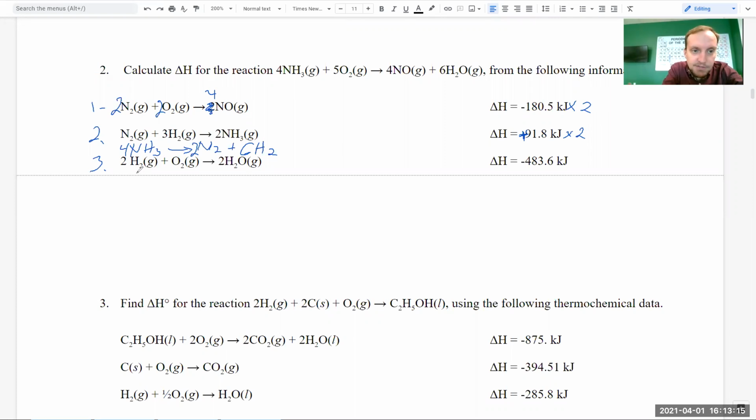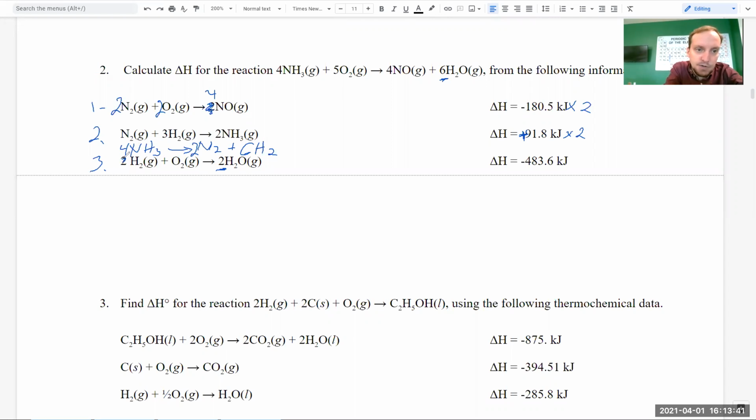For this one, we have 2H2. I'm looking at my original equation, my O2. All right, so what I notice here is I already have 2 O2s and I have 1. I need 5. So that's a clue that I'm going to have to multiply reaction 3, but by what? My waters, this one's going to tell me because I need 6 and I currently only have 2. So clearly I'm going to have to multiply this one by 3.